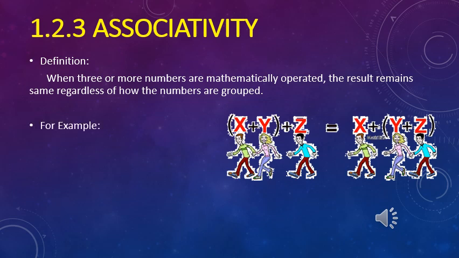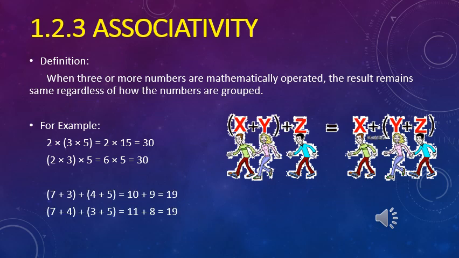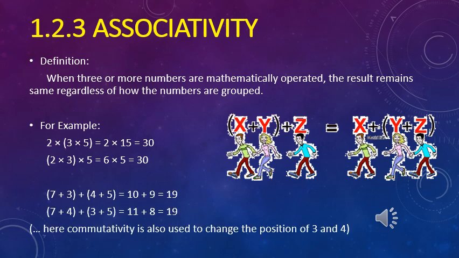We are multiplying 2 into 3 into 5. Here we are first grouping 3 into 5 to get 15, which is then multiplied to 2 to get 30. The same numbers are again multiplied, but here we are first grouping 2 into 3 to get 6, which is then multiplied with 5 to get 30 again. We observe that in both the cases we are getting the same answer. Now you explore the next example for better understanding of associativity.